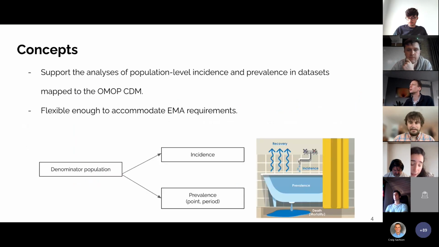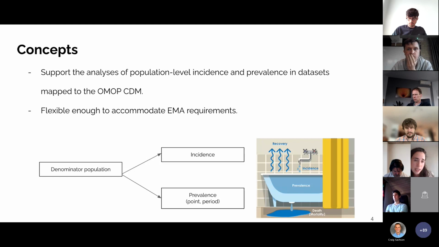So let's start with the objective of the package, which is to support analysis of population level incidence and prevalence rates in datasets mapped to the OMOP Common Data Model. We tried to develop a package which was flexible enough to accommodate EMI requirements for Darwin, but also a package that could be very useful for other studies and for other users using the OMOP CDM. So for the users, using the package has two main steps. The first step is to identify a study population of interest, what we call the denominator population, and then the user has to calculate incidence and prevalence within this population.